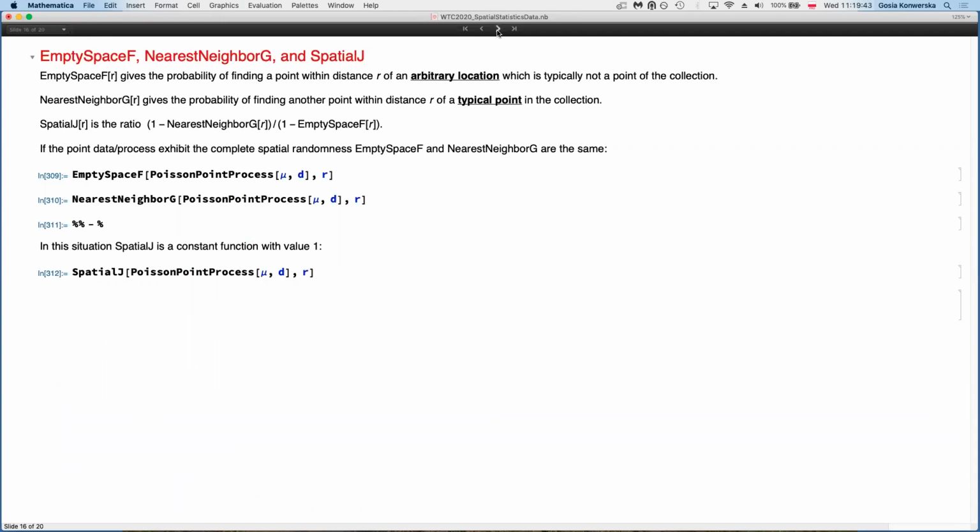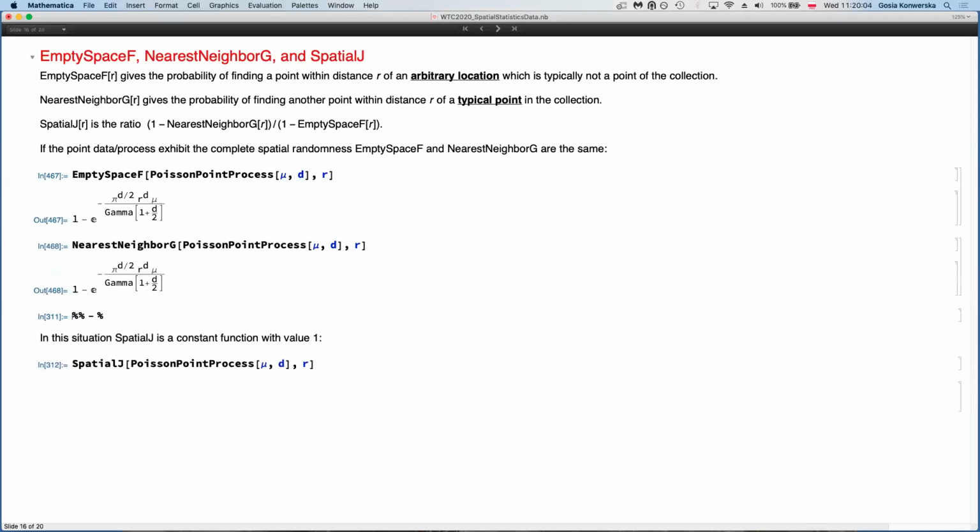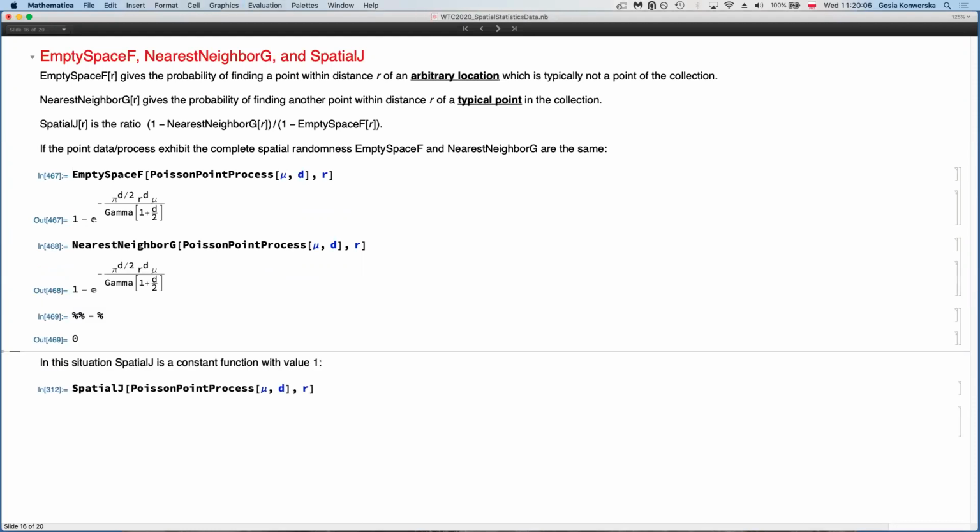So empty space F and nearest neighbor G are almost the same because they give the probability of finding a point within distance r. They only differ in where you measure from: either from an arbitrary location, as in empty space F, or from a typical point in the collection. And spatial J is the function of the first two. And so when you look at the Poisson point process, both the probability of finding a point within distance r from a location or from a typical point in the data are exactly the same. And hence the spatial J for the Poisson point process is equal to 1.